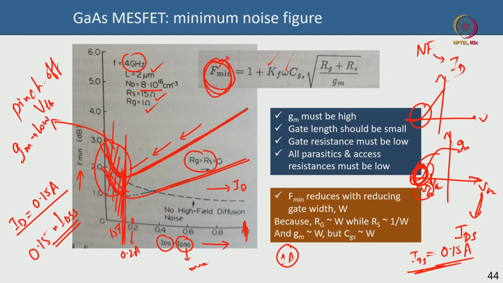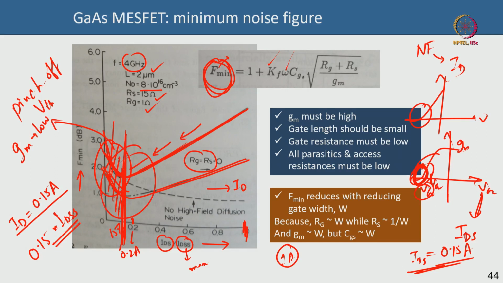So your drain current should be as low as possible as allowed by the lowest noise figure here. In general, for getting a low noise performance, typically your device is always operated at around 10 to 20% of the maximum drain current. That is the window you get to have the lowest noise figure here.